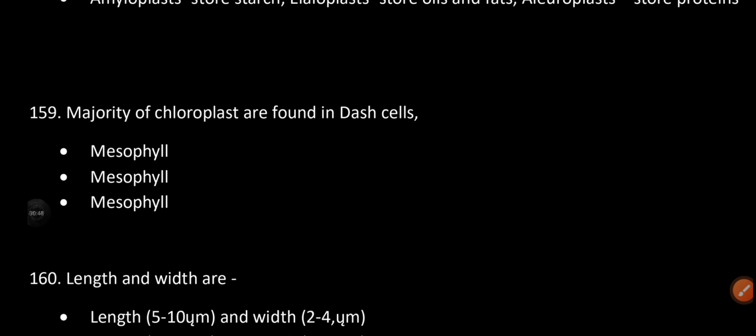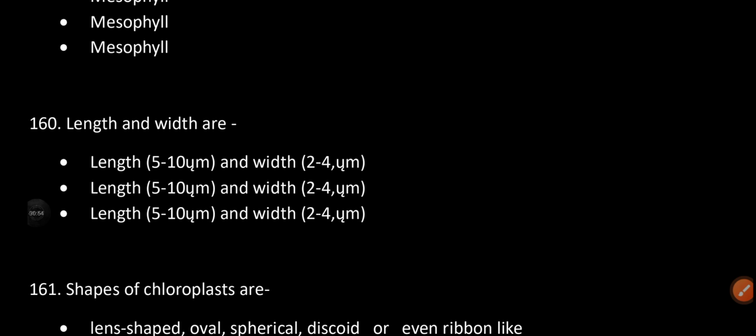Majority of chloroplasts are found in dash cells. Mesophyll. Length and width: length 5 to 10 micrometer and width 2 to 4 micrometer.